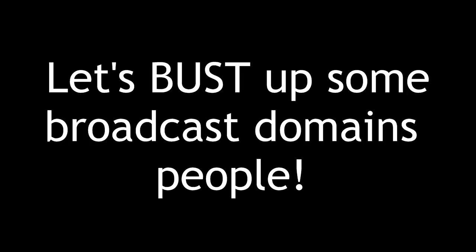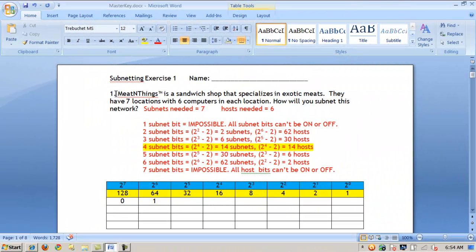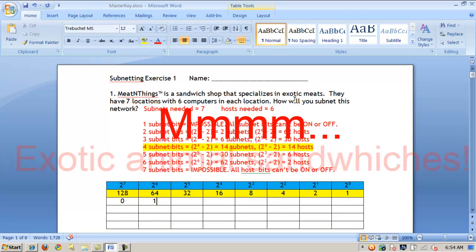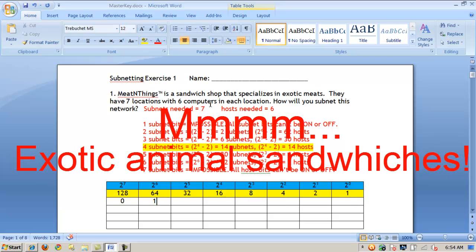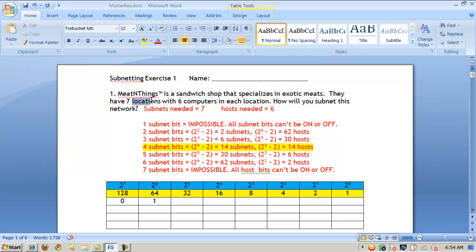Here we have a company called Meat and Things, and they're a sandwich shop that specializes in exotic meats. They have 7 locations and 6 computers in each location. The key phrase here is 7 locations, so 7 different geographical locations, 7 sites. That would be 7 subnets. So we need to accommodate that in our subnet bits, and they need 6 computers in each location, so we have to accommodate at least that number of hosts per subnet.